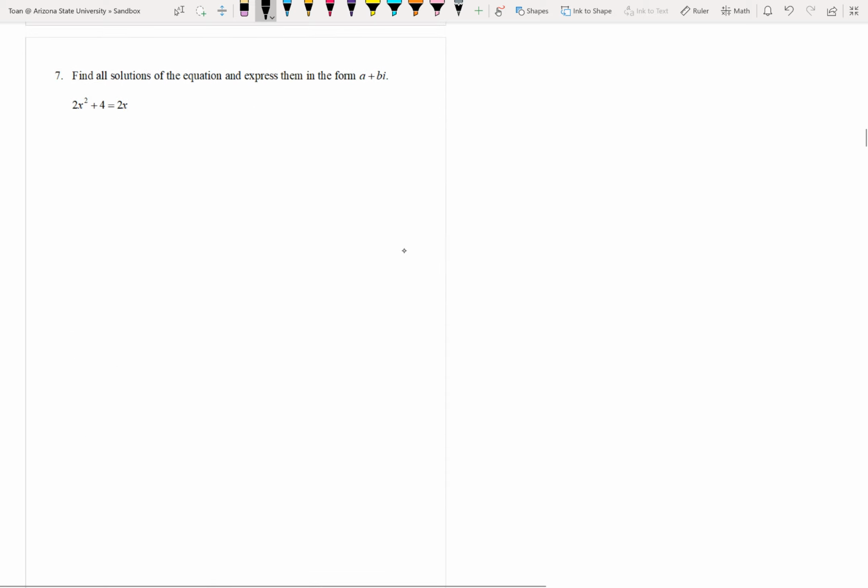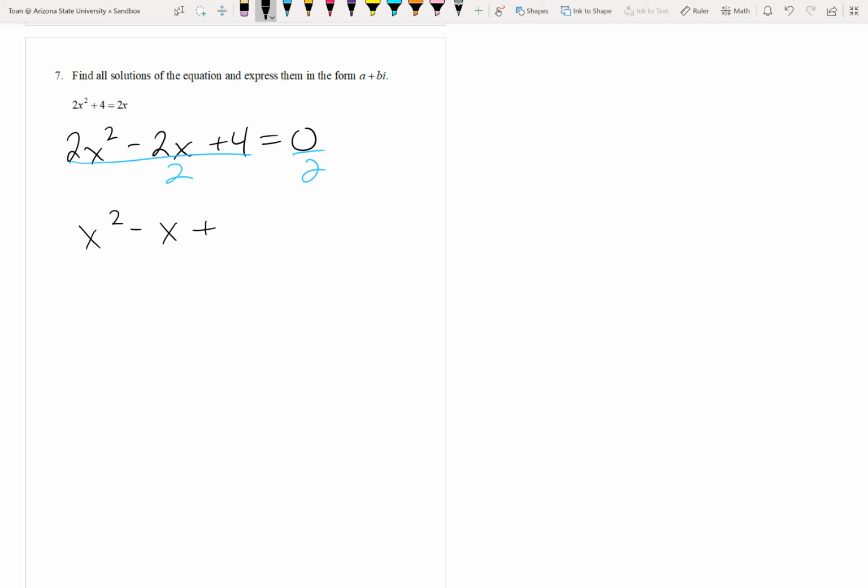Number 7 is just a straight up quadratic equation. Notice it says if your answer is complex, put it in that format. To solve a quadratic, you want 0 on one side, so we'll go ahead and subtract 2x from both sides. I notice all the numbers are divisible by 2, so let's make life easier on ourselves and just divide everything by 2. If you notice, you can make all the numbers smaller. Go ahead and do it. It makes life easier. So it gives me x squared minus x plus 2 equals 0.